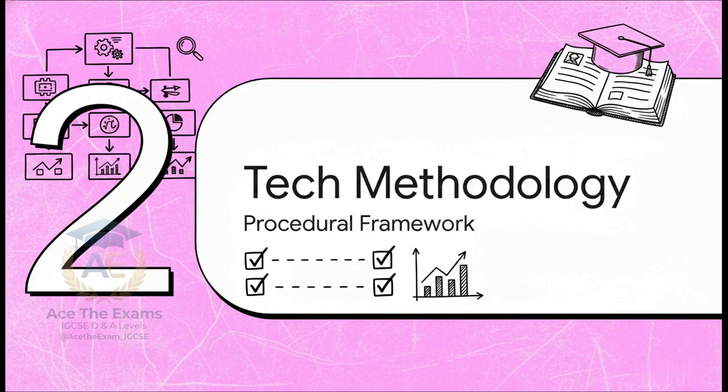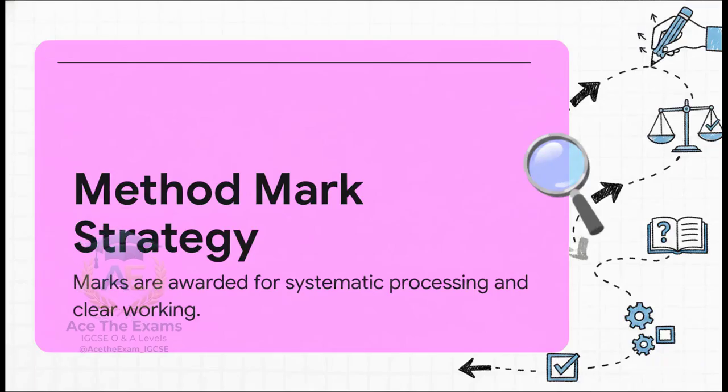Moving right along to Section 2, Technical Methodology. Let's see how this builds into a concept that, frankly, should be your absolute best friend in the exam: the method mark strategy. In Cambridge Accounting, you earn points based on demonstrating systematic processing and incredibly clear working. It is definitely not just about arriving at that final magic number. Think of accounting as a visible journey. If you make a tiny little arithmetic error early on, but your double entry process is theoretically sound and clearly shown, you can actually still rescue a massive portion of the marks.